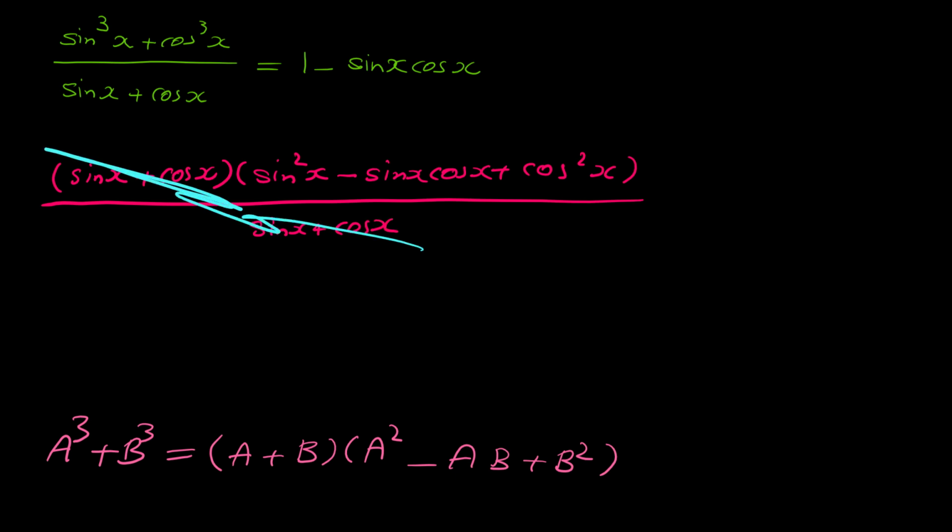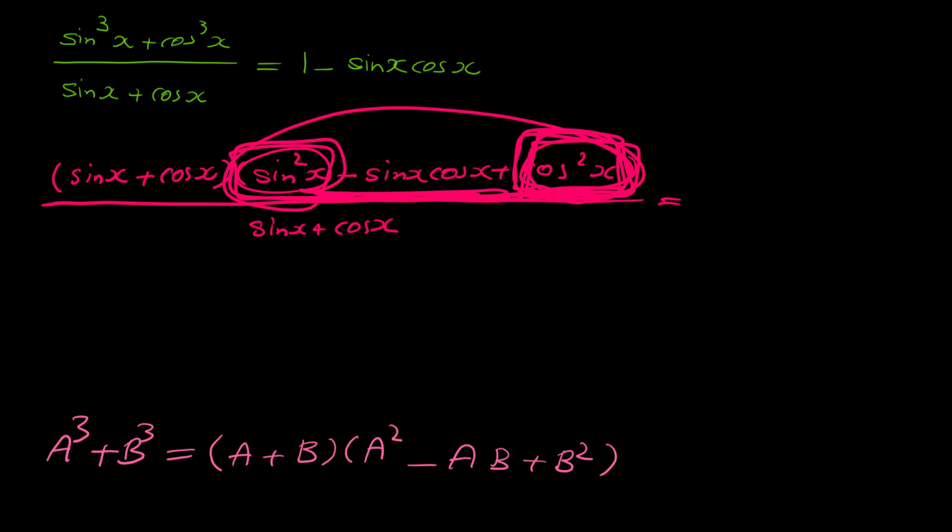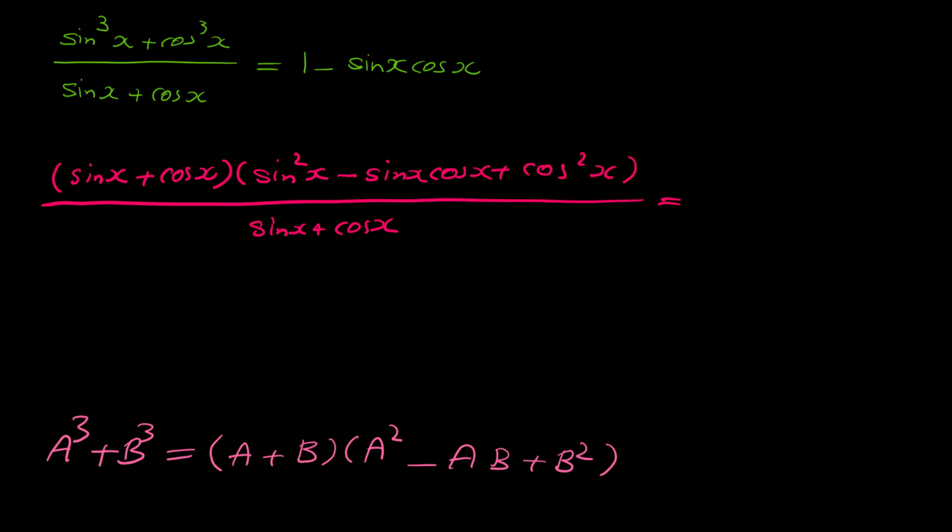This completely cancels with this. What remains? From this we have sine squared plus cosine squared minus this. But we know that sine squared plus cosine squared, based on the Pythagorean identities, is 1. So the numerator is 1 minus this. So the numerator is 1 minus sine x cosine x.